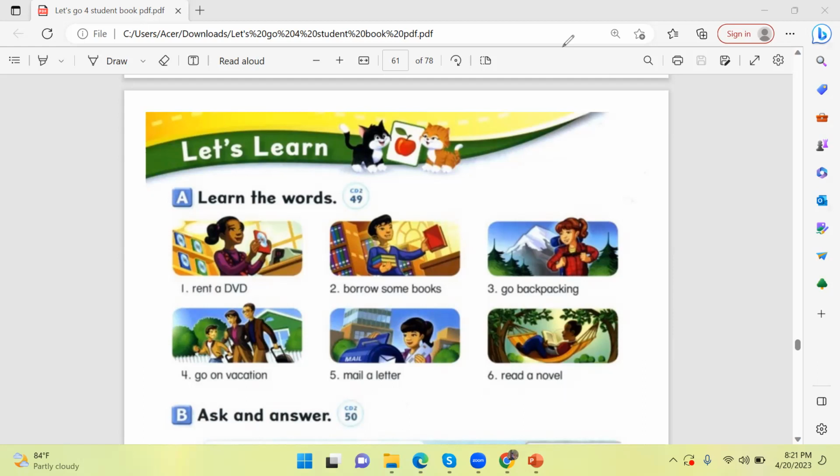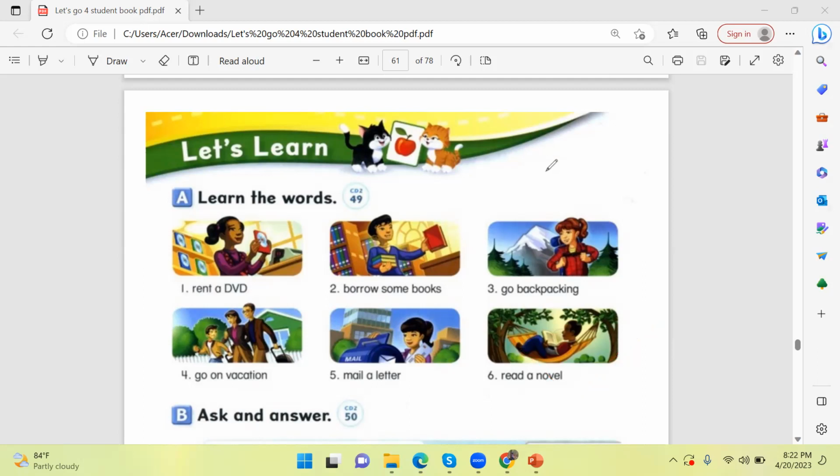So this time, can you tell me what number I'm going to say? For example, I will say a word, borrow some books. So what number is that? Number two. Okay, are you ready? Yes. Next word, read a novel. What number? Number six. Very good. That's correct.